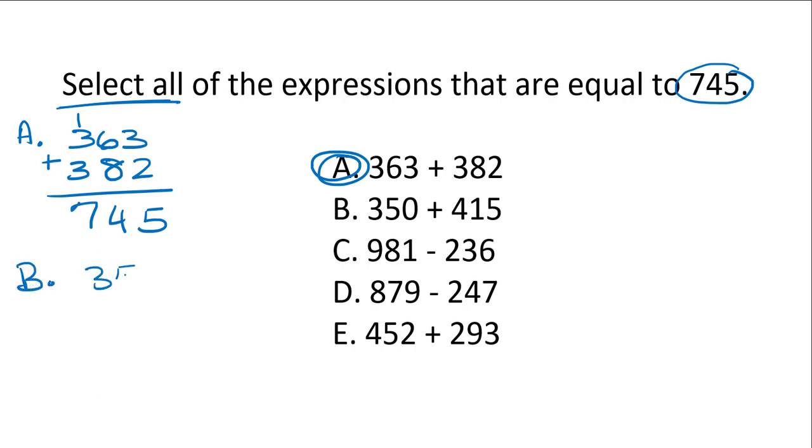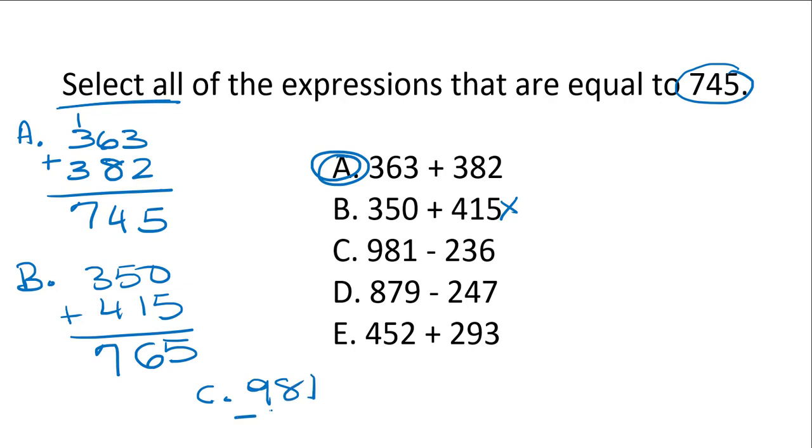B is 350 plus 415. Let's add those together. So 0 plus 5, that's 5. 5 plus 1, that's 6. 3 plus 4 is 765. So B doesn't work out very well for us. Let's try C.